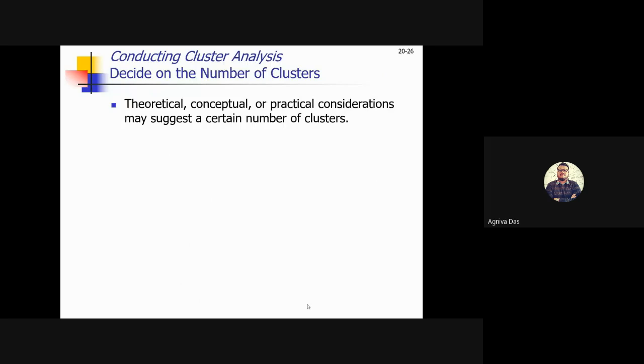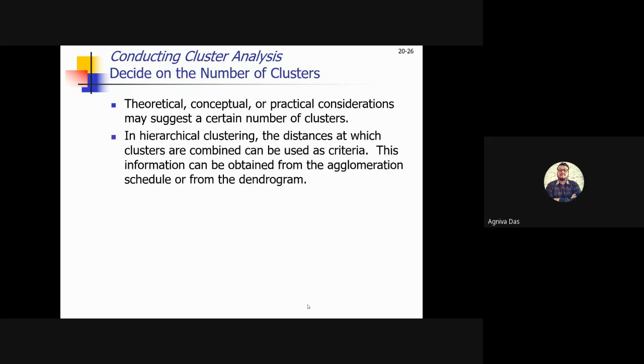Now, how to decide on the number of clusters? There are many criteria, right? But there are certain practical considerations that you might need to grasp. In hierarchical clustering, the distances at which these clusters are combined can be used as criteria. This information can also be obtained from the agglomeration schedule or from the histogram itself, right?